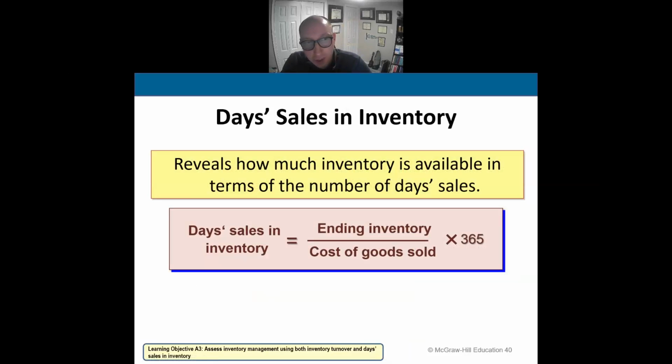Another useful ratio is the day sales in inventory. How long is it sitting in my inventory for? Very helpful to know this. We take ending inventory divided by cost of goods sold times 365 days. How long is it sitting on your shelves?